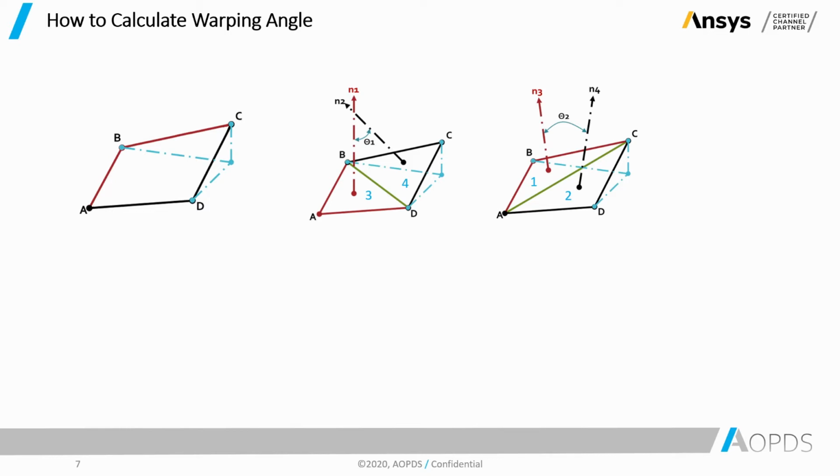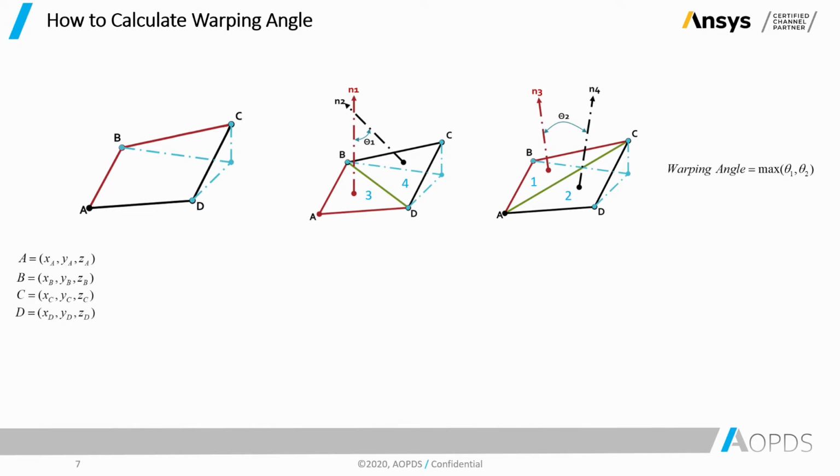So plane number 1 has normal number 3, plane number 2 has normal number 4, and the angle between these two is going to represent the angle between these 2 planes. And plane number 3 and 4 are going to have normal number 1 and normal number 2 respectively, and the angle between these 2 planes, of course, is going to be represented by the angle between the normals.